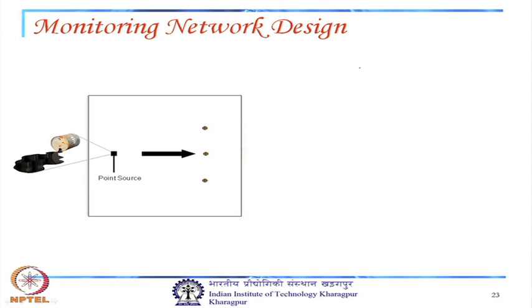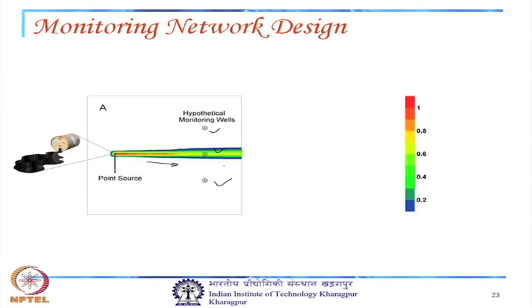So, this is about the water level. What about the contamination? Let us say we have a point source and we have 3 down gradient locations. This is the direction of the hydraulic gradient. So, ideally this point source should be detected by this particular monitoring well, and if we estimate the concentration there, we can correctly identify that point source.